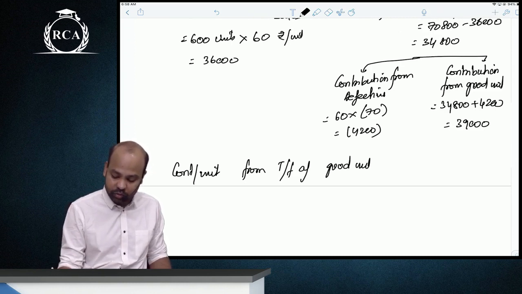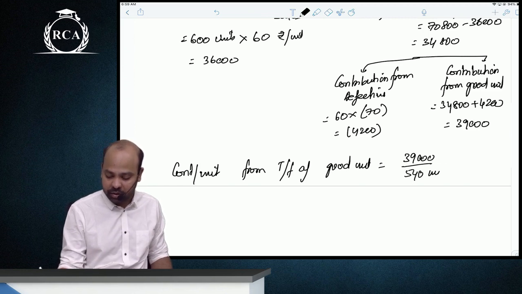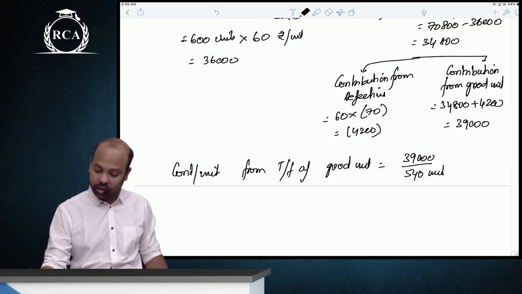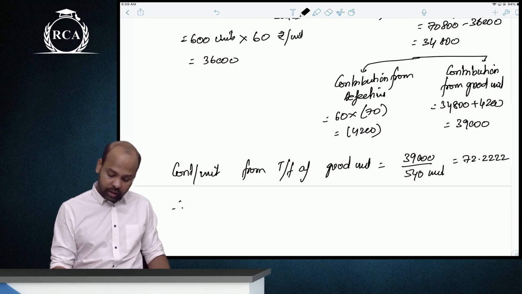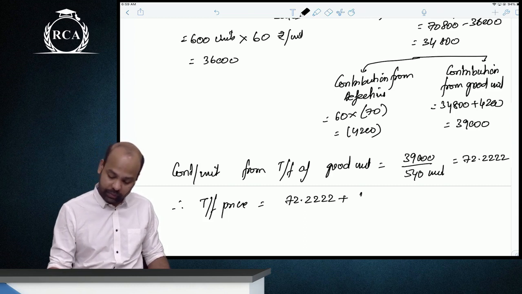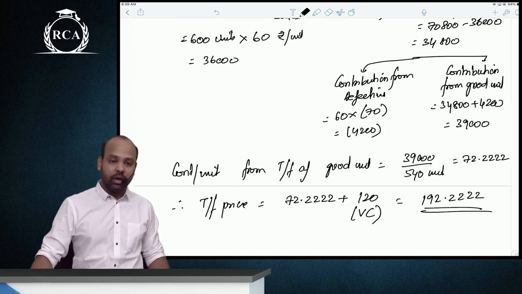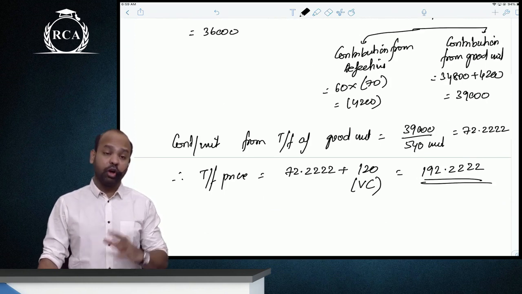Effectively guys, I'm supposed to generate that 39,000 from 540 units. That is 72.2222. Therefore, my transfer price should be 72.2222 plus 120 rupees variable cost, so that is 192.2222. This is the answer. You will have to transfer internally at 192.222 for your profits to remain the same.